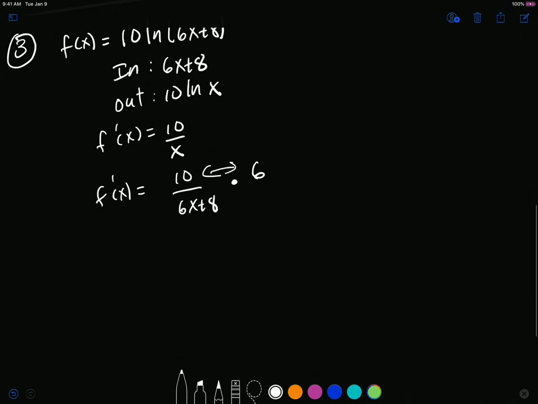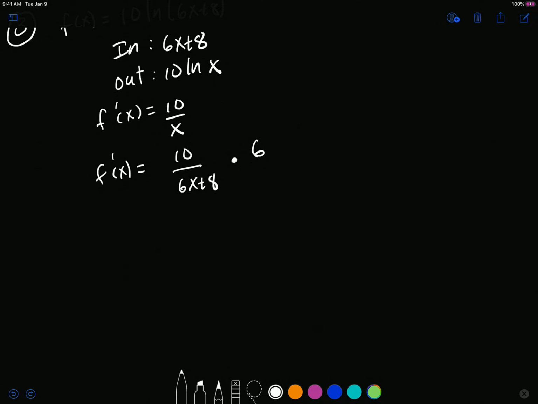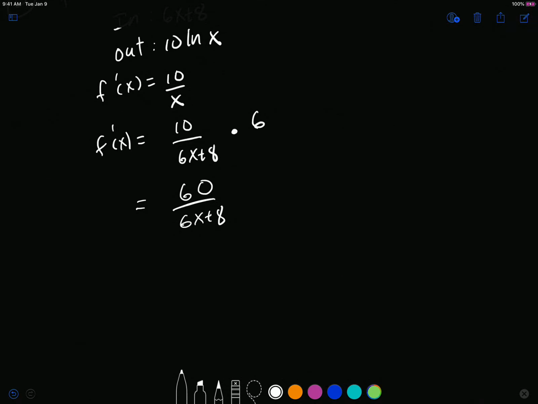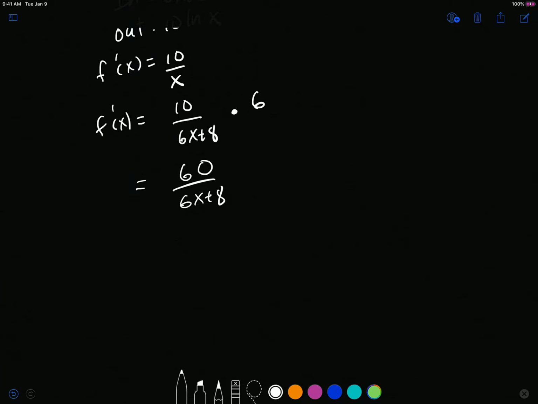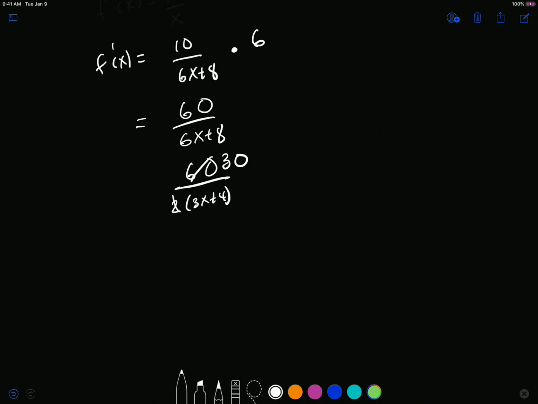10 times 6 is 60. So that's 60 over 6x plus 8. And then we have to write our fractions in the simplest terms. If you notice from the denominator, I can factor out a 2. That's 3x plus 4. And of course, I can then divide the 2 into the 60, which leaves me with a simplified answer of 30 over 3x plus 4.